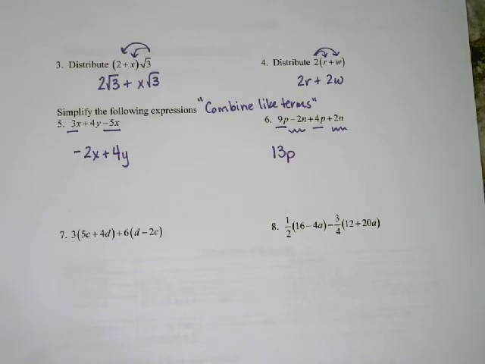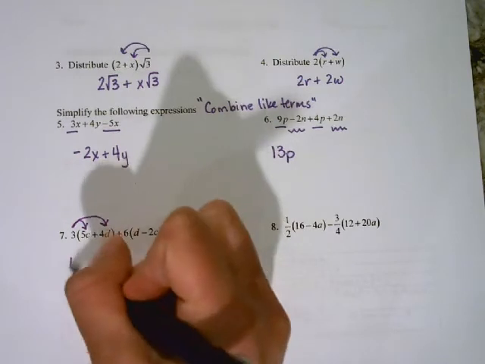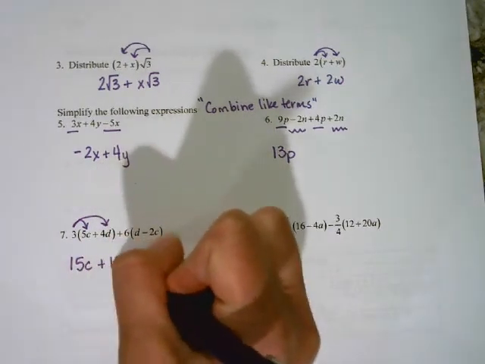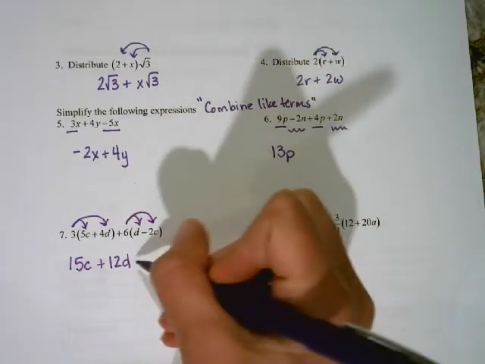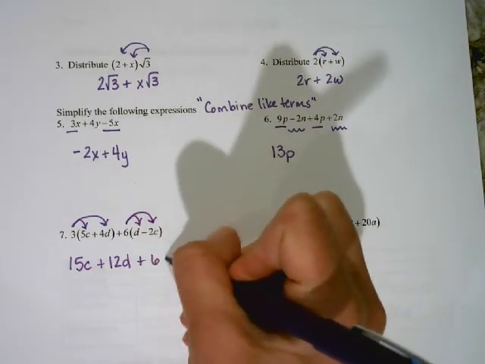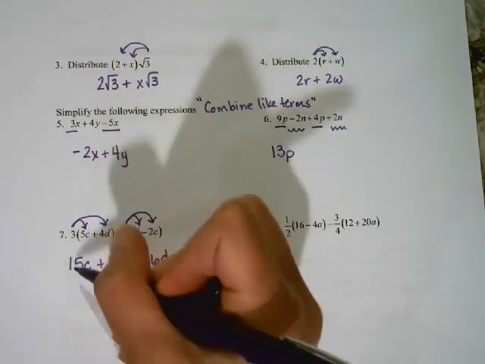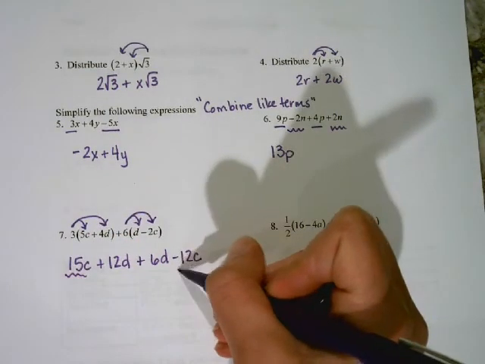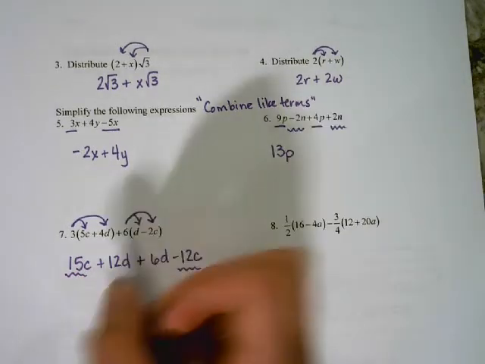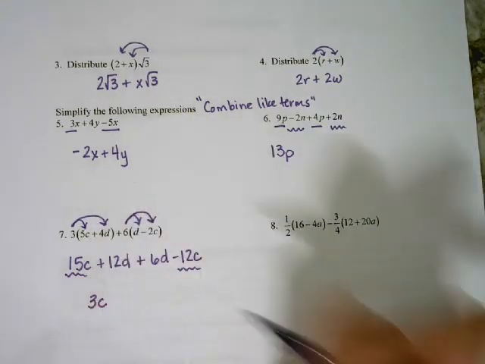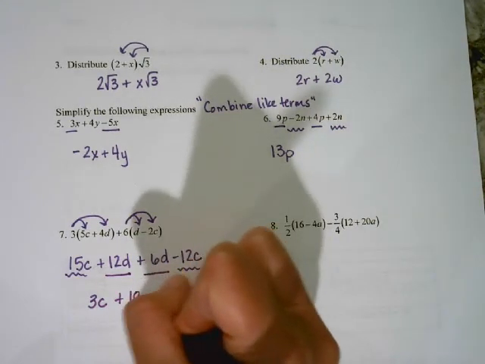Number 7, I have to distribute first. So I'm going to distribute a 3 to the 5c and the 4d, 15c plus 12d. And then I'm going to distribute a 6 to the d and the negative 2c. So plus 6d minus 12c. All right, I have a 15c and a negative 12c. 15c minus 12c is 3c. And then I have a 12d and a positive 6d, so I get 18d.